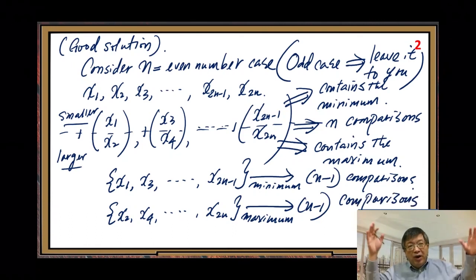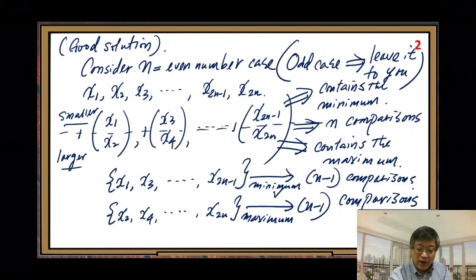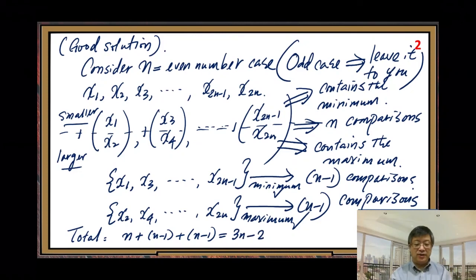Finally, we put all these steps together. We find a solution already. We just need to count the total number of comparisons we need. First step, n comparisons. Then n minus 1, another n minus 1, total 3n minus 2.